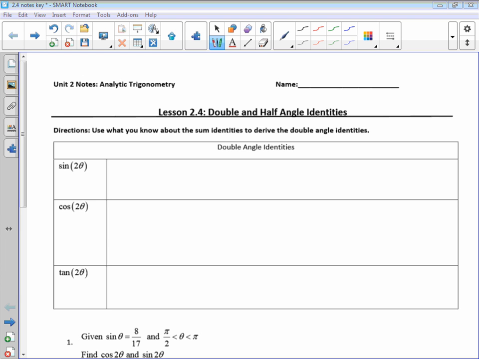Yeah, this is new. All right, you guys are going to try to come up with the formulas for sine, cosine, and tangent here. So, sine of 2 theta, that's like sine of theta plus theta, right? Isn't that 2 theta? So you're going to use your sum formulas to figure these out, okay? So you start.